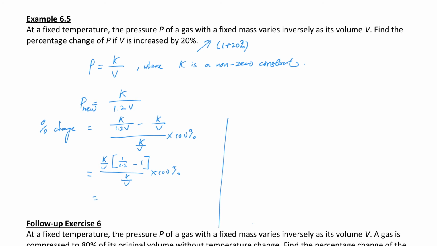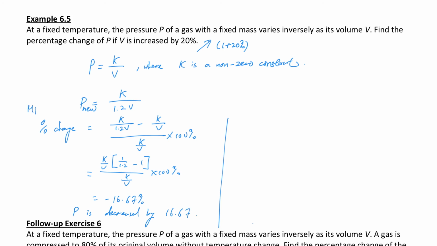So the final answer is negative 16.67%. So P is decreased by 16.67%. Okay, this is the first method, method 1.